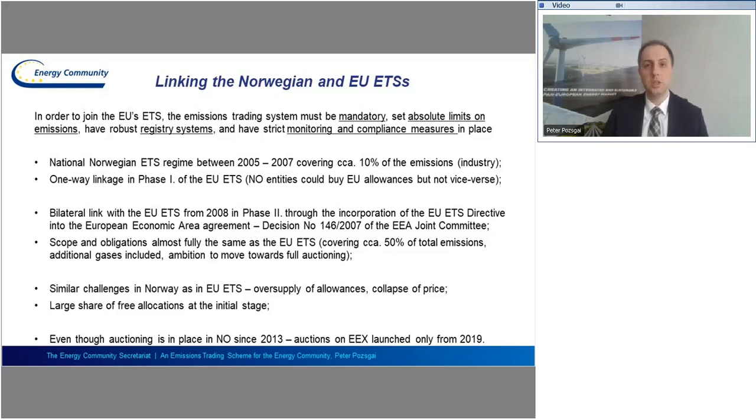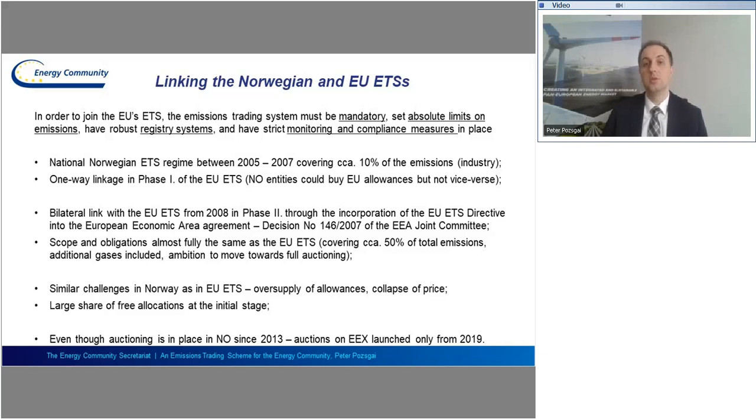You can see that the Norwegian system started more or less at the same time as the EU ETS in 2005. At the time, it covered only 10% of the Norwegian emissions, but already from the very beginning, there was a political ambition to link to the EU emission trading scheme. In the first phase of the EU ETS, the Norwegian market participants could already buy EU allowances and use them to cover their own emissions. However, this was only a one-way transfer. The EU market participants could not purchase Norwegian allowances.